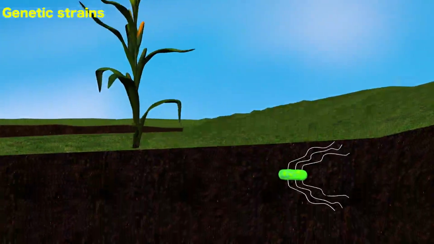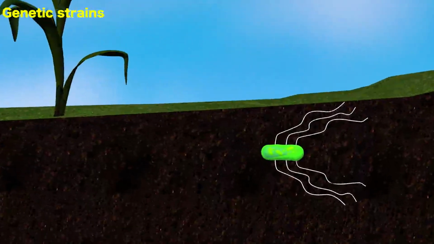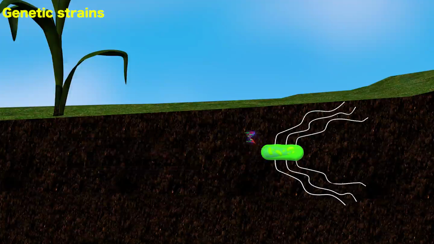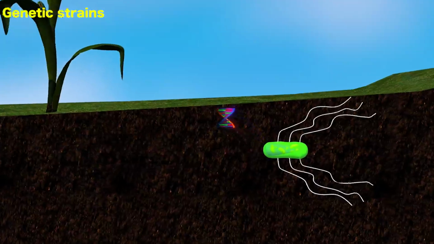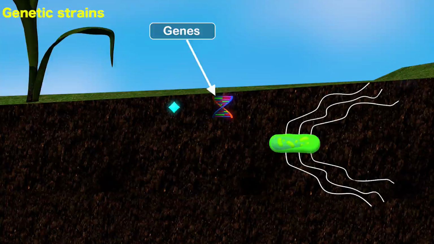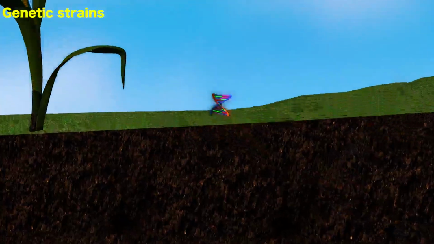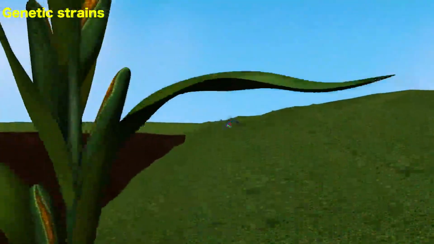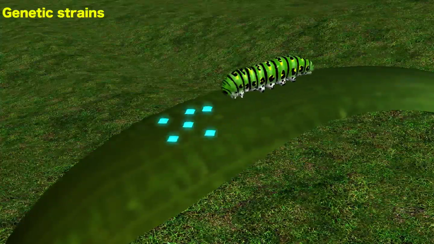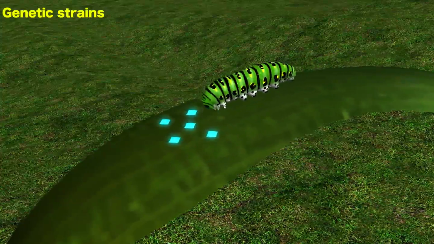The genetically modified crops use genes from Bacillus thuringiensis, which is a common soil bacterium that produces proteins which are toxic to some species of pest insects. The genes that produce the protein were inserted into the DNA of the crop. As a result, the genetically modified crop produces proteins and defends itself against the specific pest.